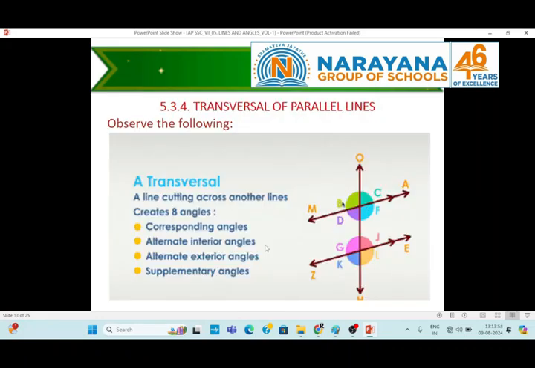Out of 8 angles, we can form 4 pairs of special types of angles. They are corresponding angles, alternate interior angles, alternate exterior angles, and supplementary angles. Supplementary angles means co-interior angles and co-exterior angles. Now, what are the corresponding angles here in the picture? Actually, we are going to discuss that in the next slides.